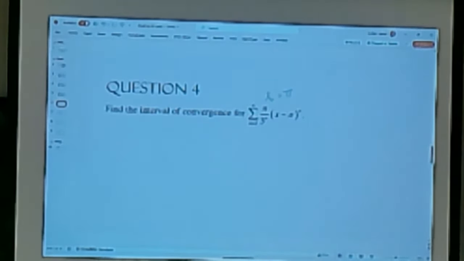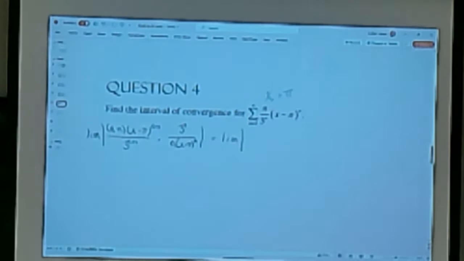What is our n plus 1 term? It is n plus 1 times the quantity x minus pi to the n plus 1 power over 3 to the n plus 1 power. Reciprocal of the n term: 3 to the n over n times x minus pi to the n power. Simplify.